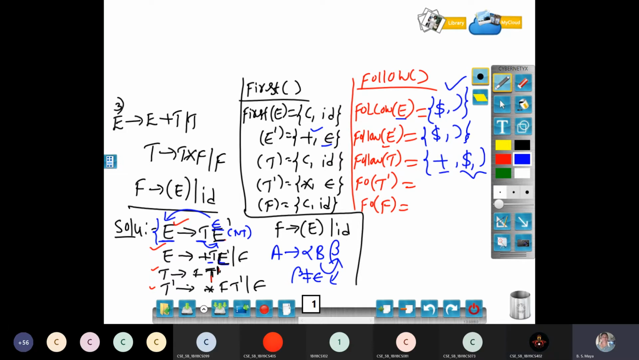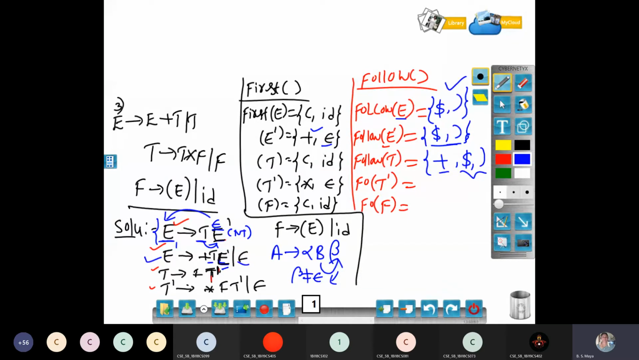Then there is epsilon. If you replace epsilon, what do you get now? Follow set of E dash. E dash derives plus T E dash or epsilon. Now I am computing follow of T. Follow of T is a non-terminal, so I copy everything into the follow set. Because of epsilon, I visit follow of E dash. What is the follow of E dash? Same, dollar and close parenthesis, and I already copied it, no? No need to copy once again.